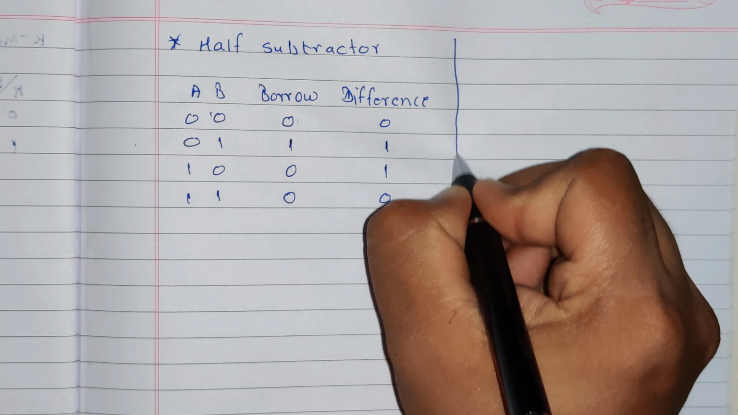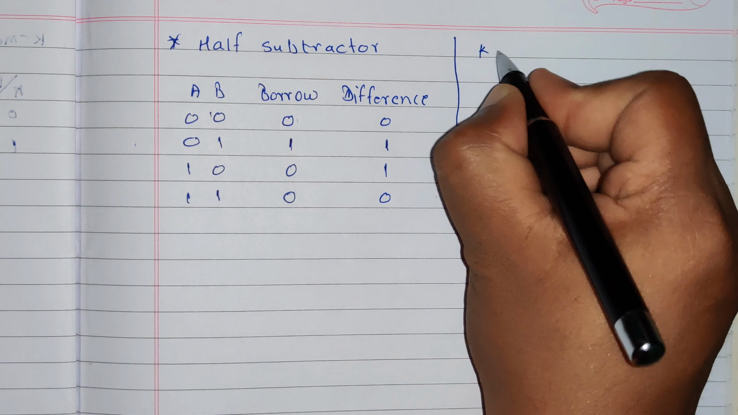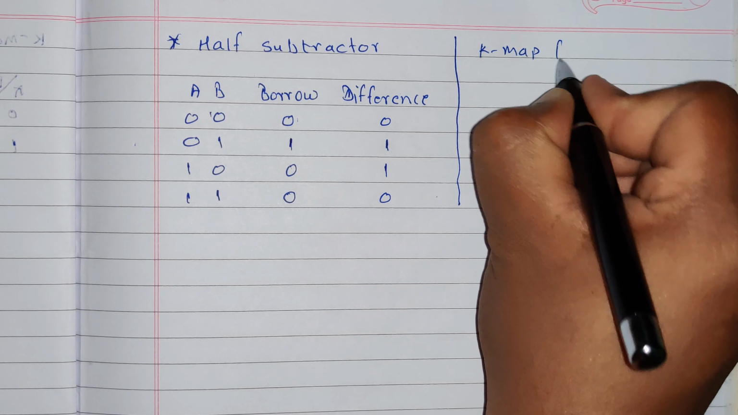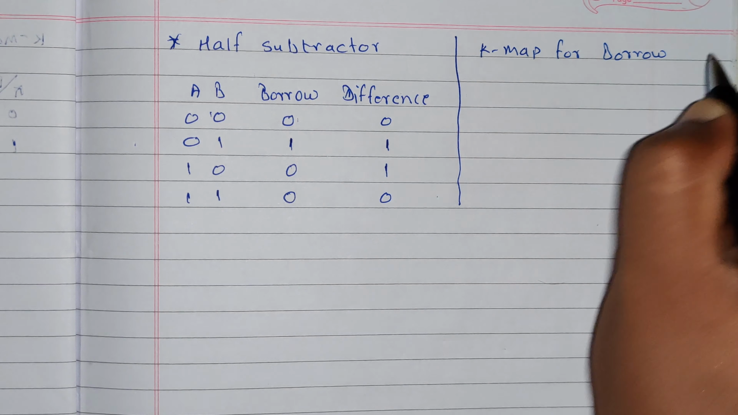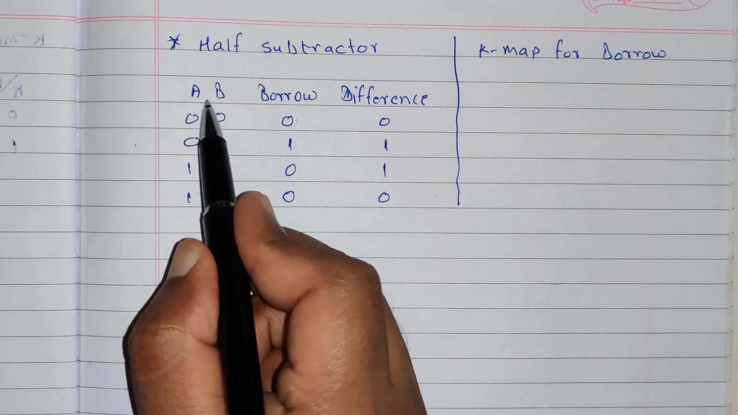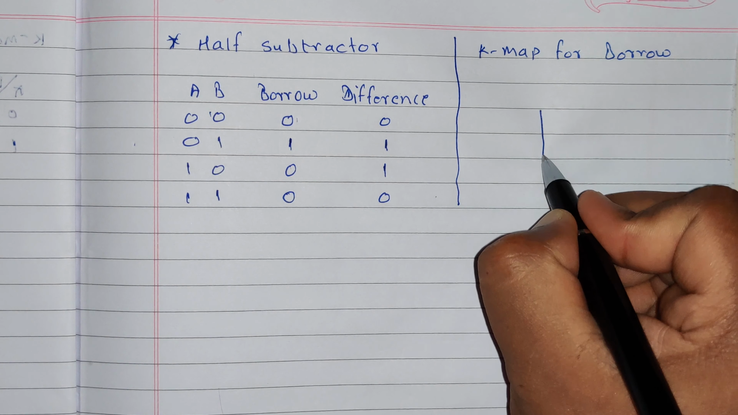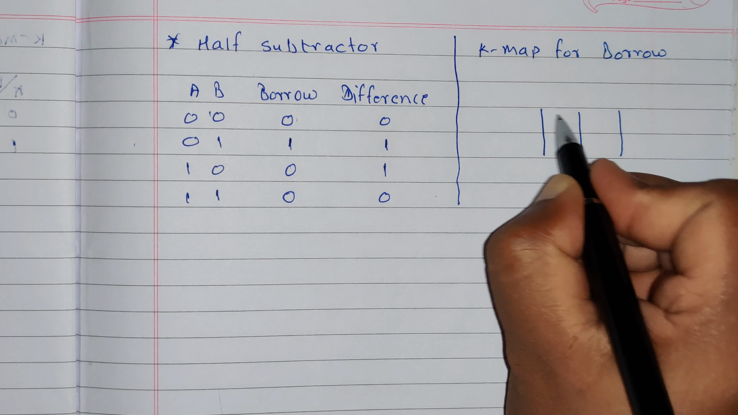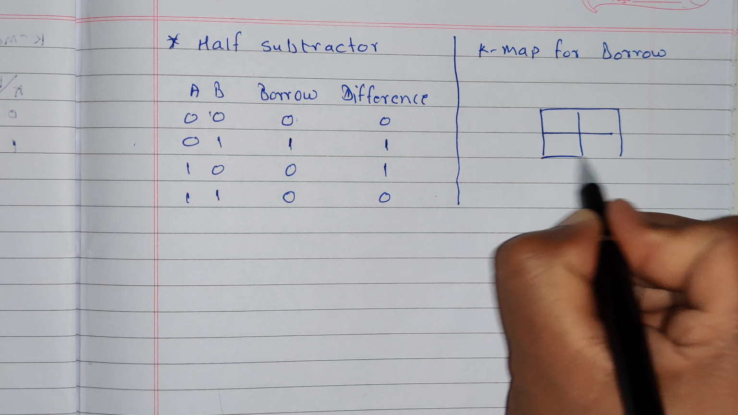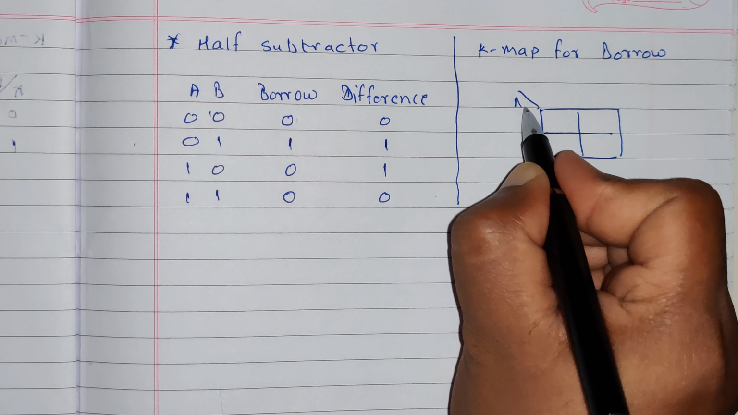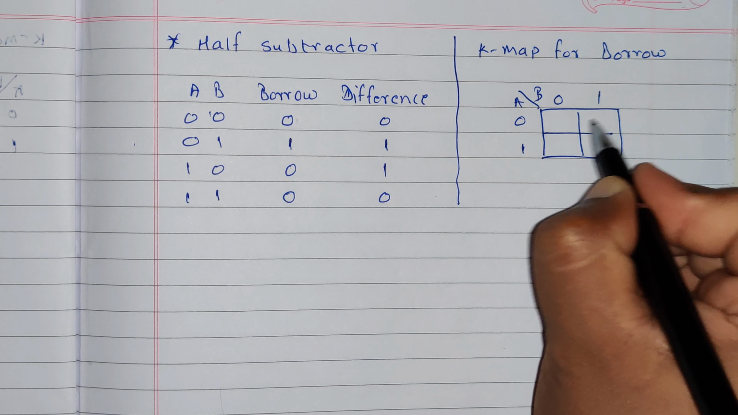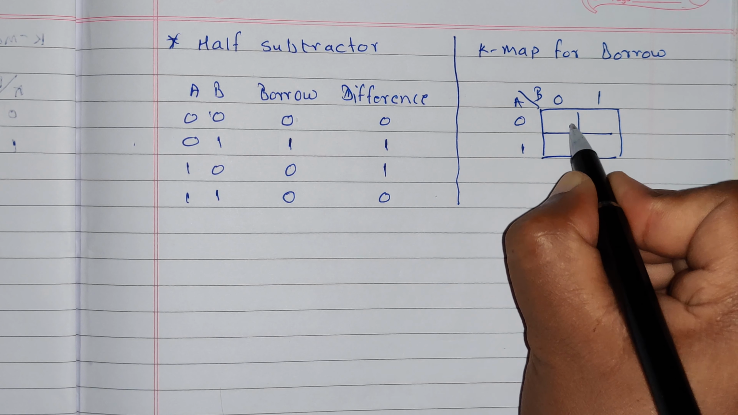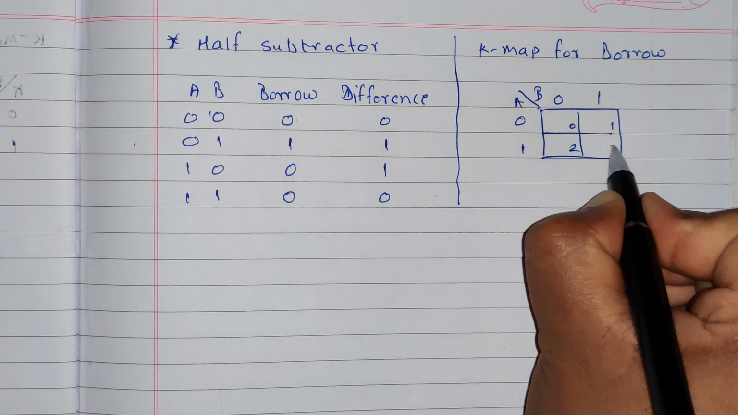For that we will draw K-map for borrow. So it is going to be a two variable K-map. Two variable K-map is very simple. Just draw a box with two rows and two columns. Now A and B are the names of variables which can take two values, 0 and 1. Now the values of cells will be 0 1 2 3.